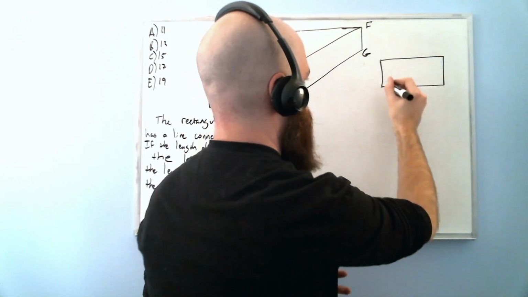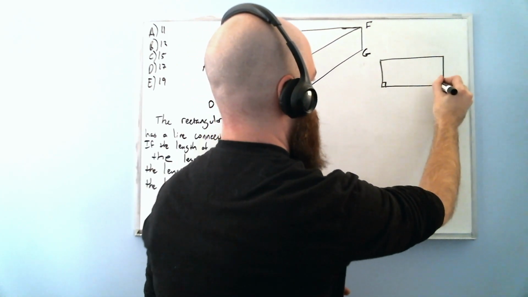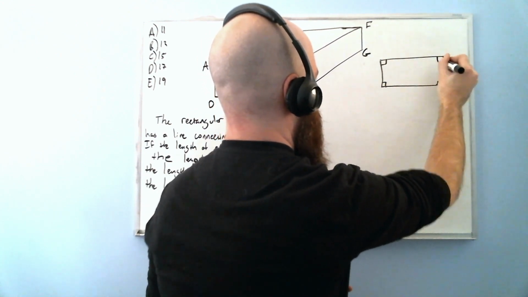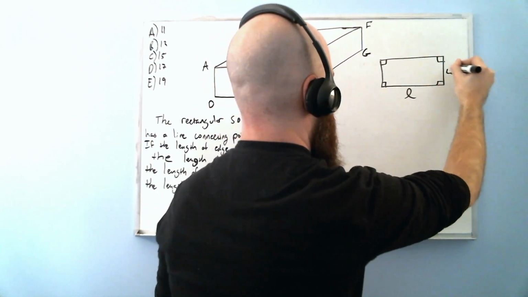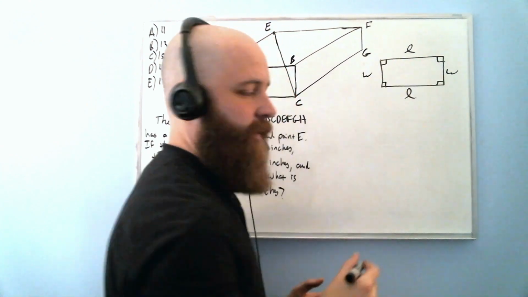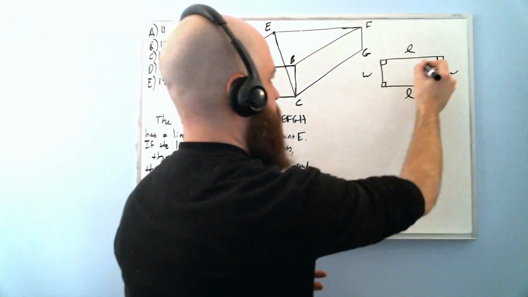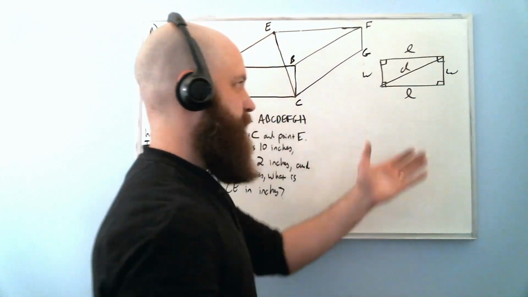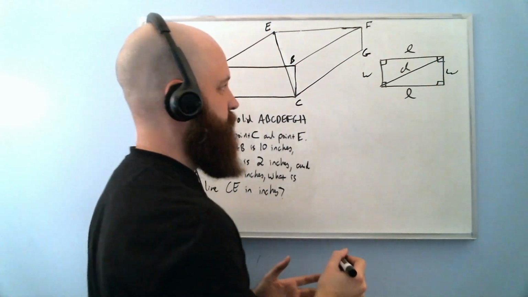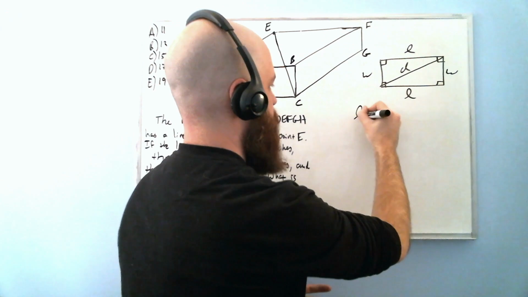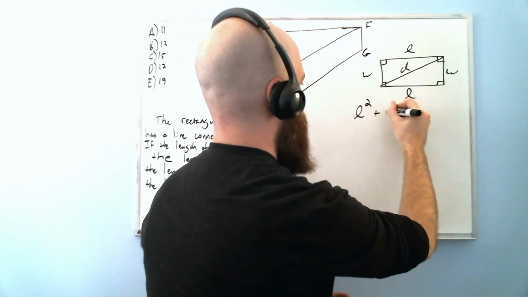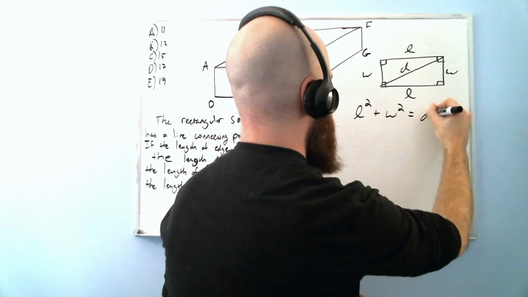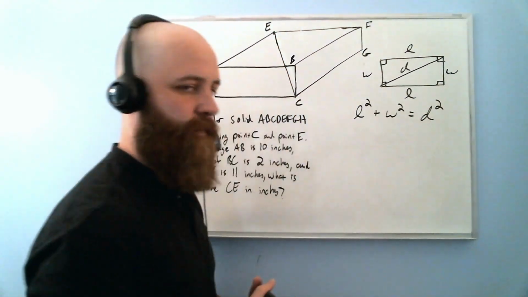So I'll think about a rectangle. It has all 90-degree angles. I've got a length and a width. Now how do I find the diagonal of a rectangle? Let's say here's D, the diagonal. Notice the diagonal of a rectangle forms a right triangle, so I can use the Pythagorean theorem: L squared plus W squared equals the diagonal squared.